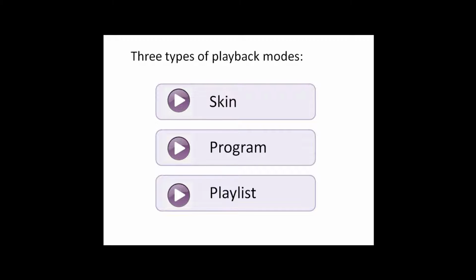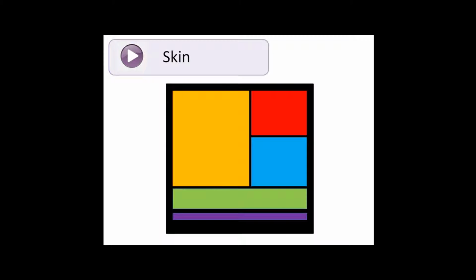In the previous video, we already uploaded all the content that we need and also we designed the screen layout. In this video, we're going to configure what the screen is going to play by default. There are three types of playback modes: skin, program, and playlist.